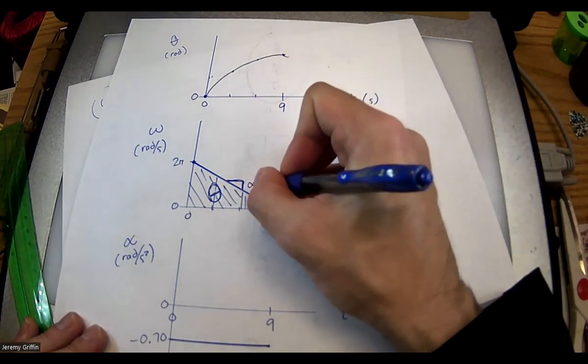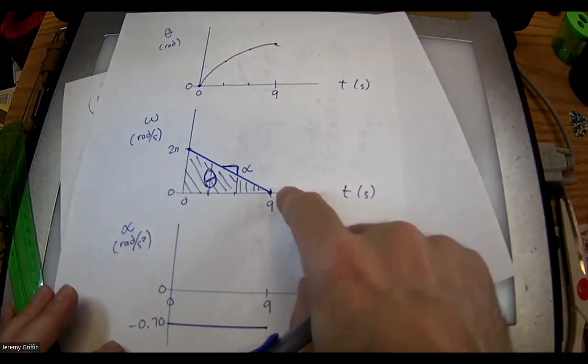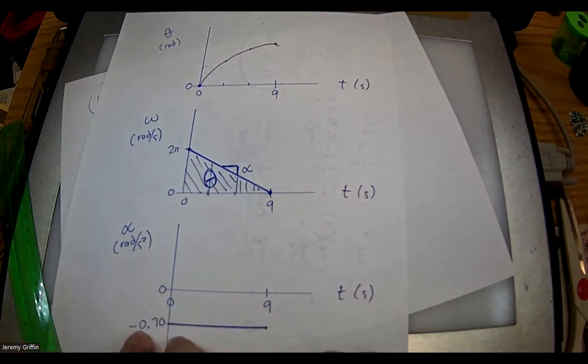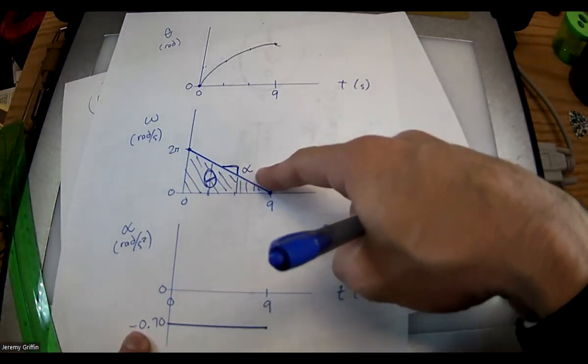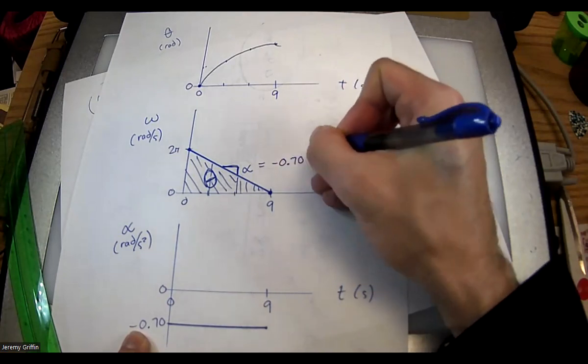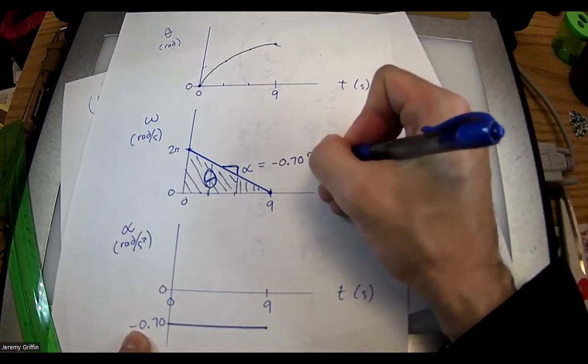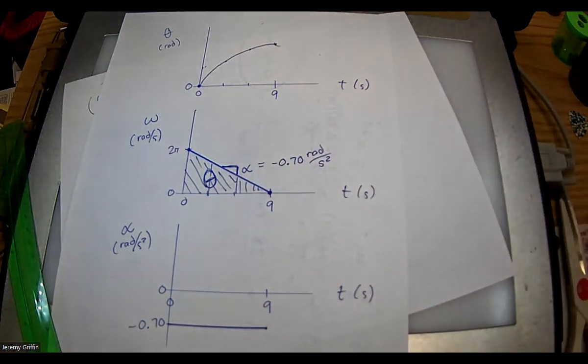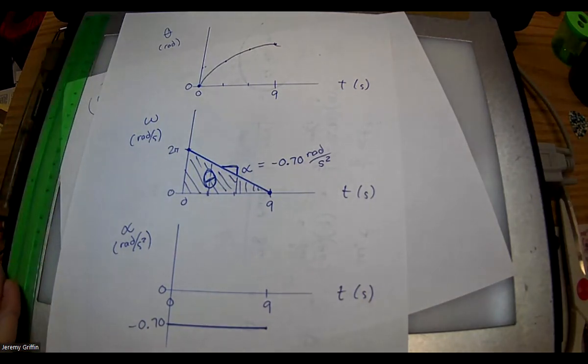Yeah, angular acceleration. See how it's like a negative slope? Because this is a negative coordinate. Negative slope, negative coordinate. That's it. So that is negative 0.70 radians per second per passing second, or radians per second squared. Right? You guys remember this? Okay, so there's some rotational kinematics.